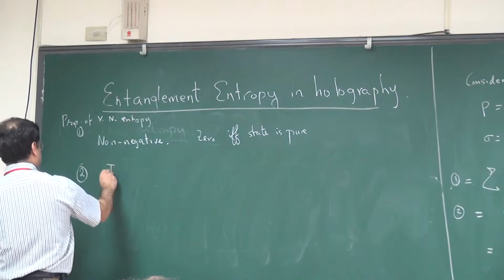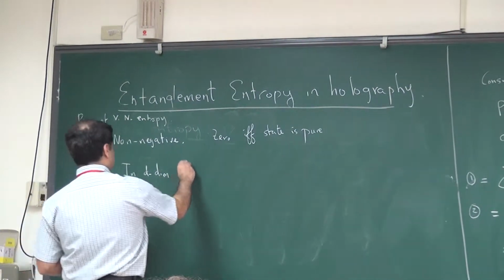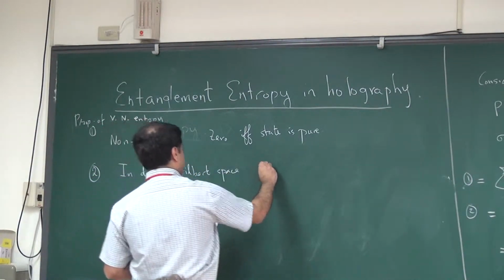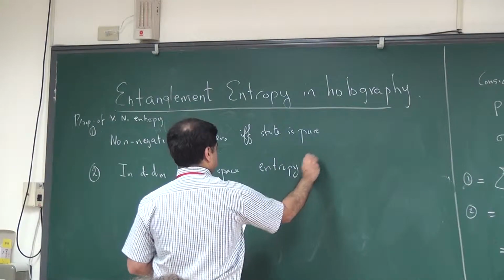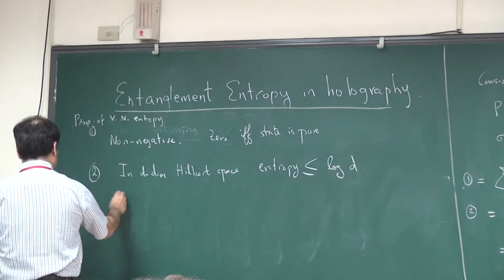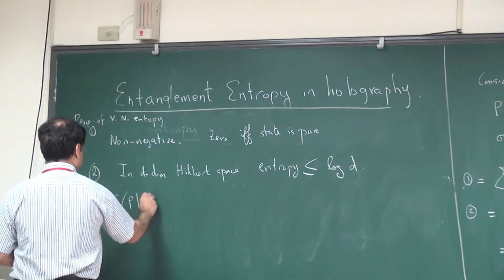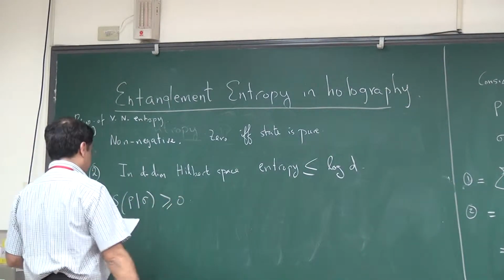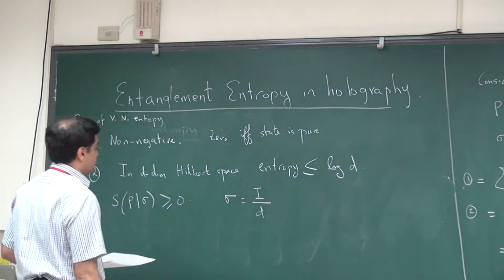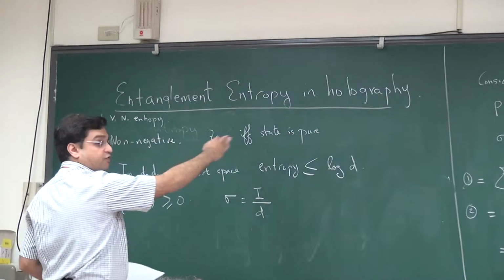The second property is that, for finite dimensional Hilbert spaces, in a d-dimensional Hilbert space, this entropy is less than or equal to log d. This is very easy to prove using this relative entropy. The relative entropy is bigger than or equal to 0. So you take sigma to be I by d, where I is the identity matrix. So sigma is a matrix which has entries along the diagonal that are 1 over d.